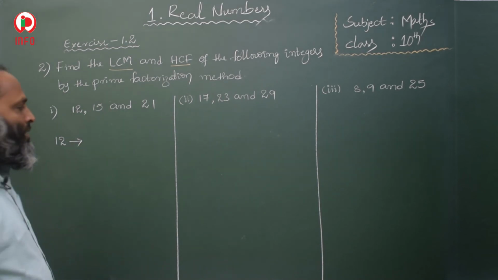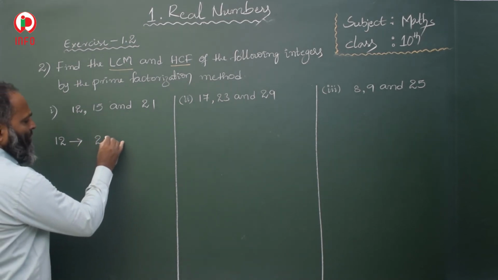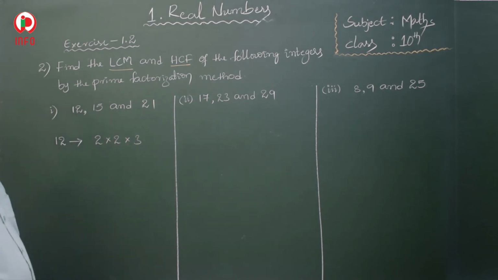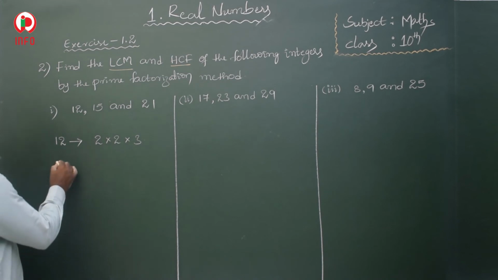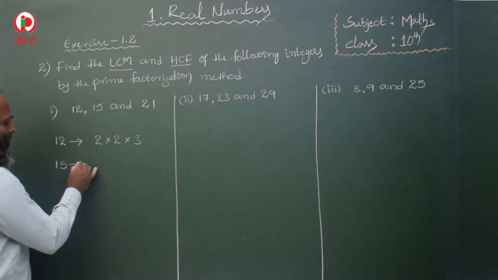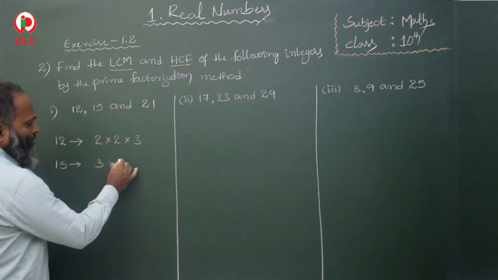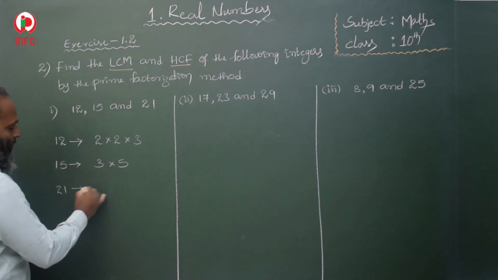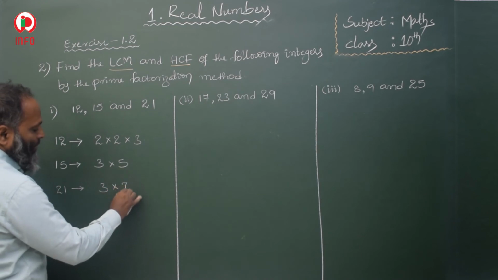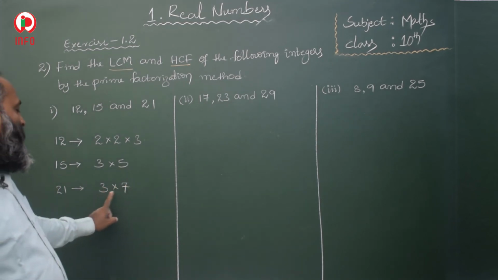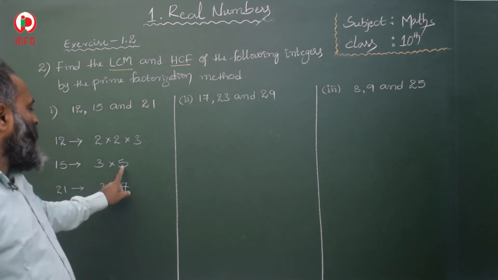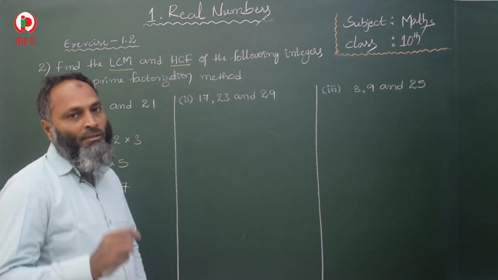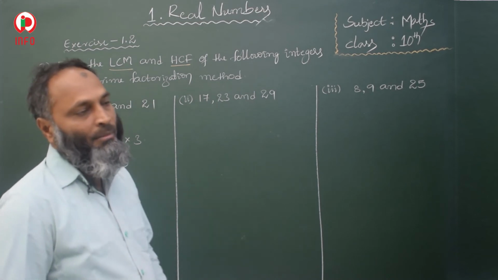So write prime factors. 2 2s are 4, 4 3s are 12. So 12 is the product of prime factors. 15: 3 5s are 15. Now 21: 3 7s are 21. All these are prime numbers. Product of prime numbers 3 and 7, 3 and 5, 2, 2 and 3. Like this only we should take the product of prime numbers.